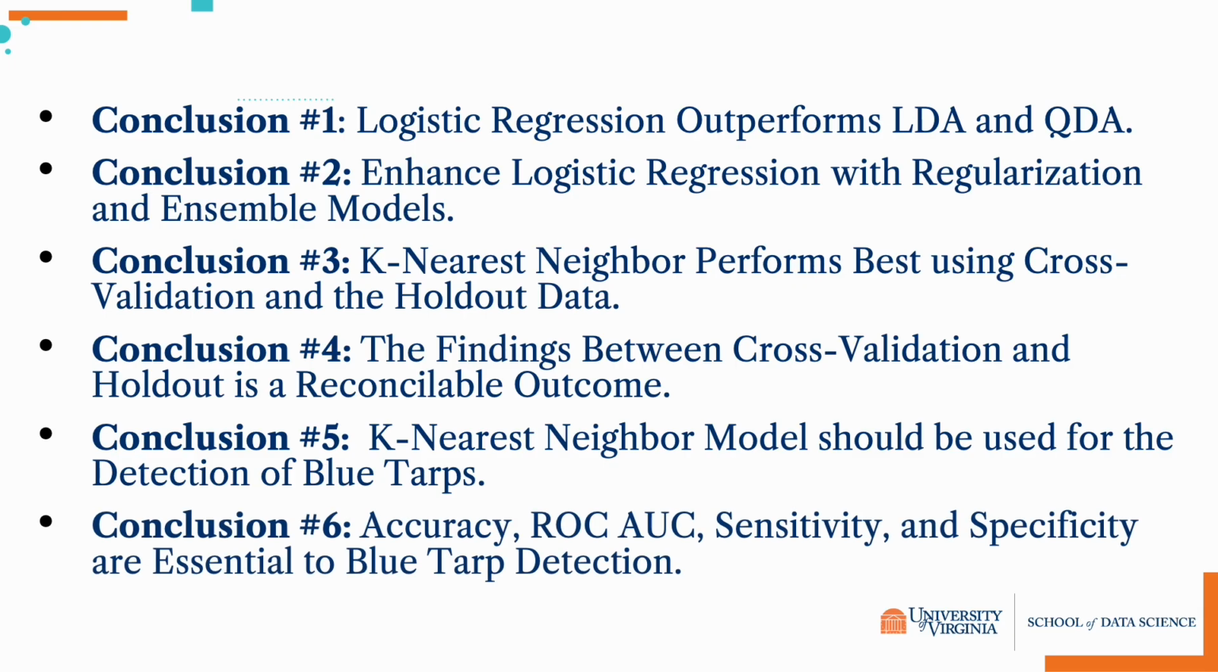Conclusion 6. Accuracy, ROC AUC, sensitivity, and specificity are essential to blue tarp detection. The metrics we used, accuracy, sensitivity, specificity, and ROC AUC, are highly relevant to this context. Sensitivity ensures that we don't miss actual tarps. Specificity prevents false alarms. ROC AUC helps us assess overall discrimination ability. These aren't just academic measures. They directly impact life-saving decisions in high-pressure environments, guiding where emergency aid goes and when.